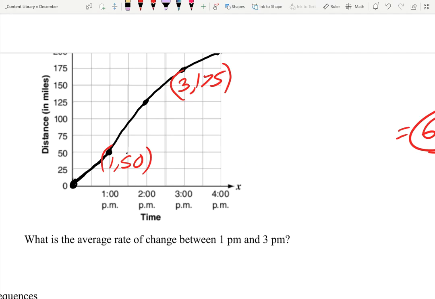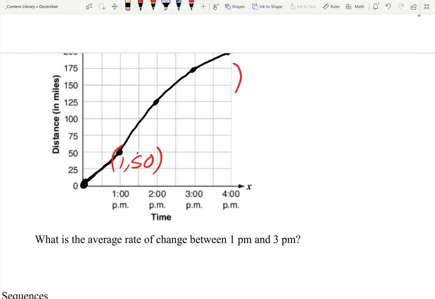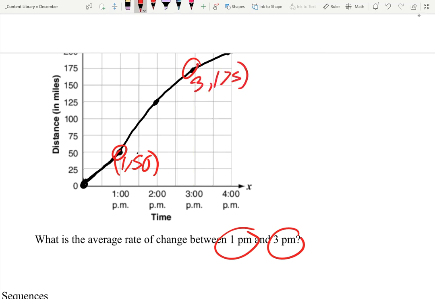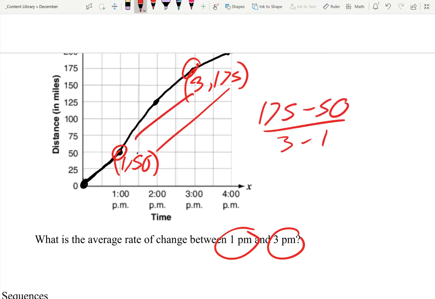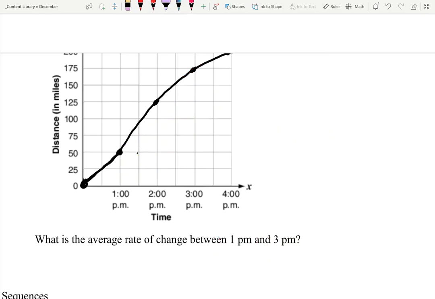So rewind that, rewatch that if you have to. I'll say it one more time, though, just in case, right? Between 1 p.m. and 3 p.m., 1 p.m. was 50, 3 p.m. was at 175. Just subtract the y's, right? 175 minus 50, subtract the x's, 3 minus 1, right? Just simplify that math. That's all we're doing, okay?